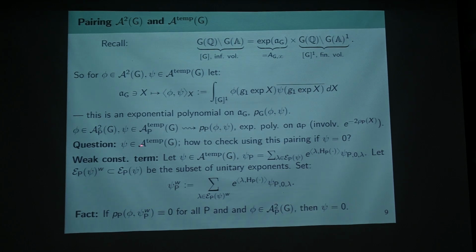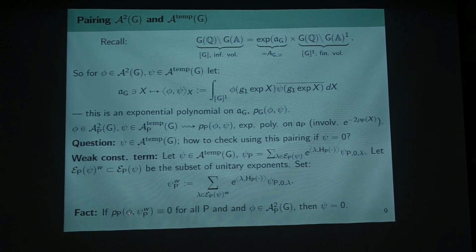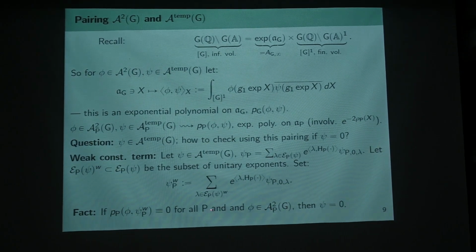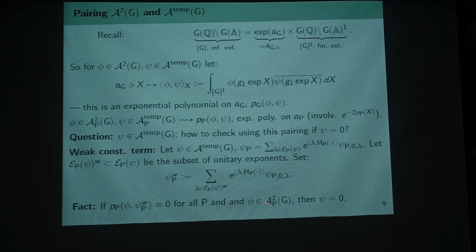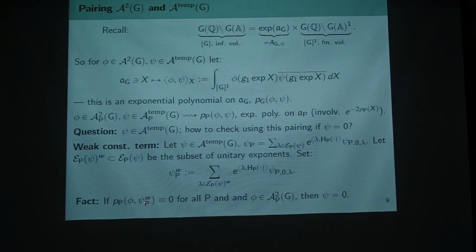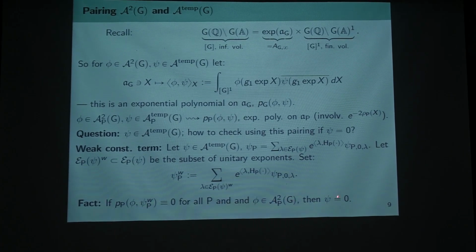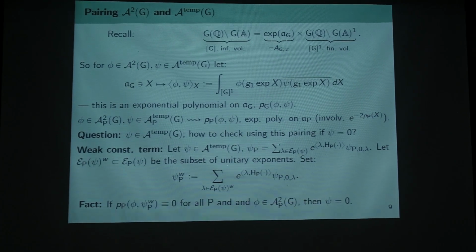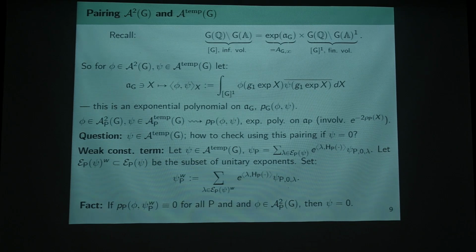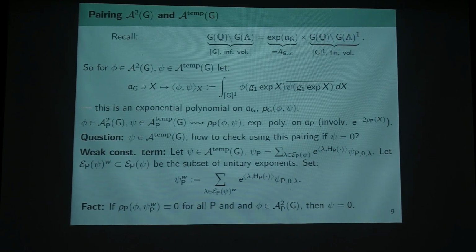You have a fixed psi in A_temp of G. If you can show that, as you vary the parabolics P, for any automorphic form phi in A_2 of the Levi, it pairs to 0 with the weak constant term of psi along P, then your psi has to be equal to 0. So this is actually not a difficult argument at all, but I'll trip up if I try to explain it. So I will not explain it.